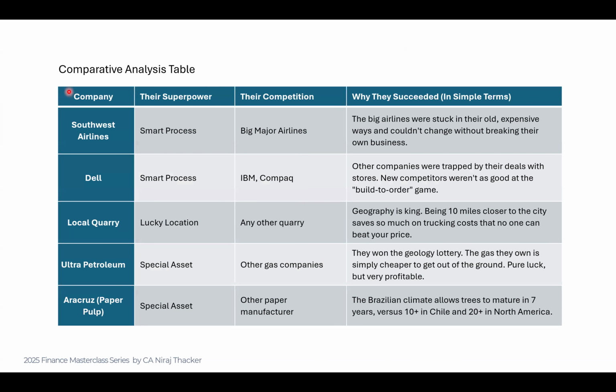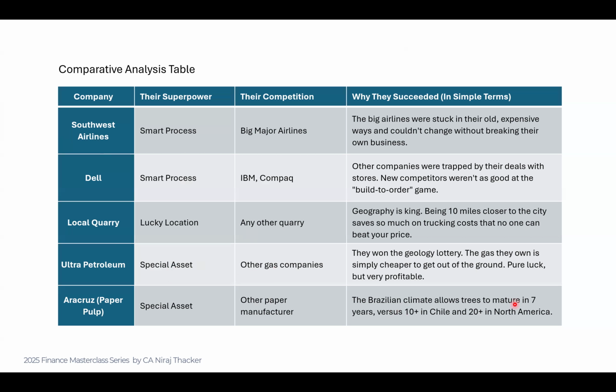Now here I have done a comparative analysis table. I have taken all those companies which we discussed. The superpower of Southwest is smart process, competitor big major airlines. Dell, smart process. IBM, compact. Again, local query, lucky location. Ultra Petroleum, special asset. They have like $7 million as their cost of extraction of gas compared to others, which takes 17 to $25 million. And paper, special asset.